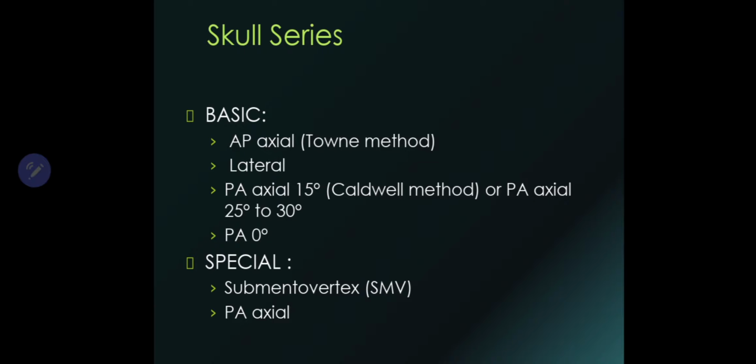Now, what are the views in which you take a skull radiograph? The basic views are an anteroposterior axial view. It's also known as the Townes method. Then you have the lateral view, the posterior and anterior view. It's also known as the Caldwell method or the PA axial view. Then you have special methods known as submentovertex view and PA axial views.